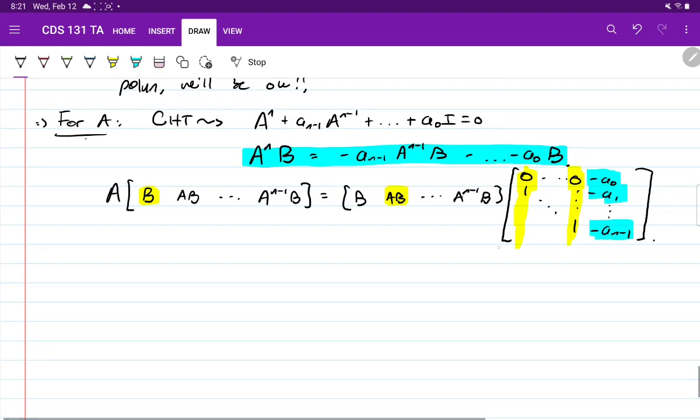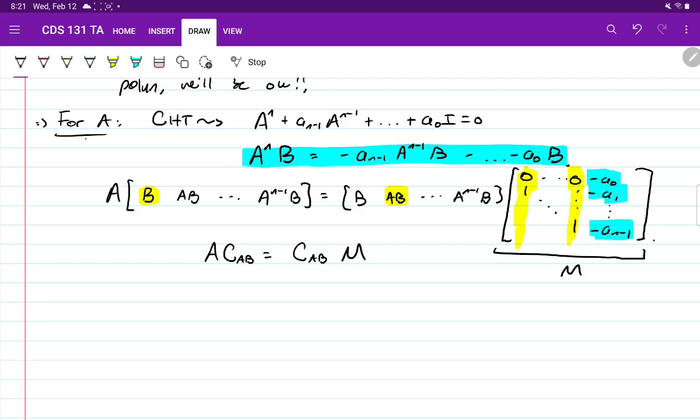If we rewrite this more compactly, I'll call this intermediate matrix M. What I have is that A times C_AB is equal to C_AB times M, or in other words, A is equal to C_AB times M times C_AB inverse, right? Okay, very cool. So this gives us one piece of the transformation. Where do we go from here?